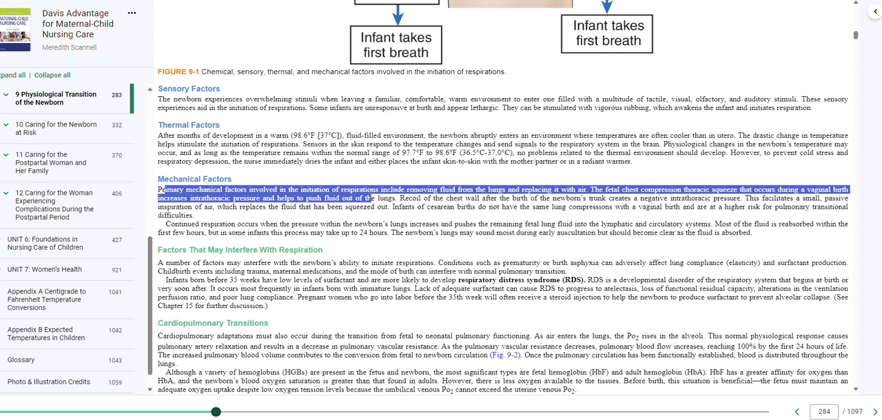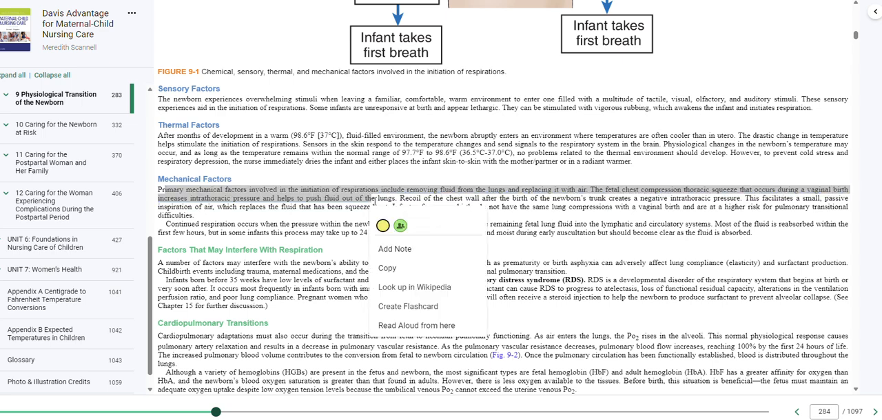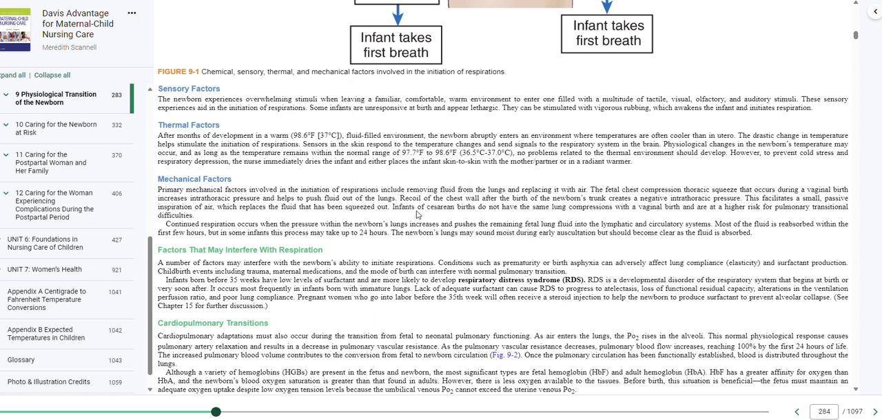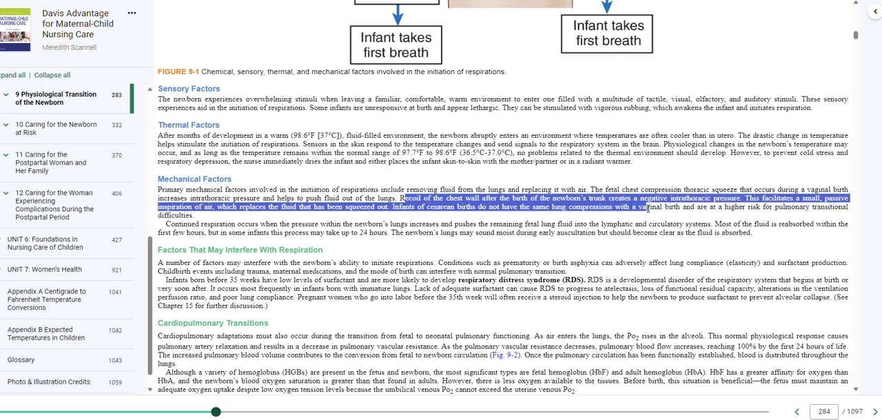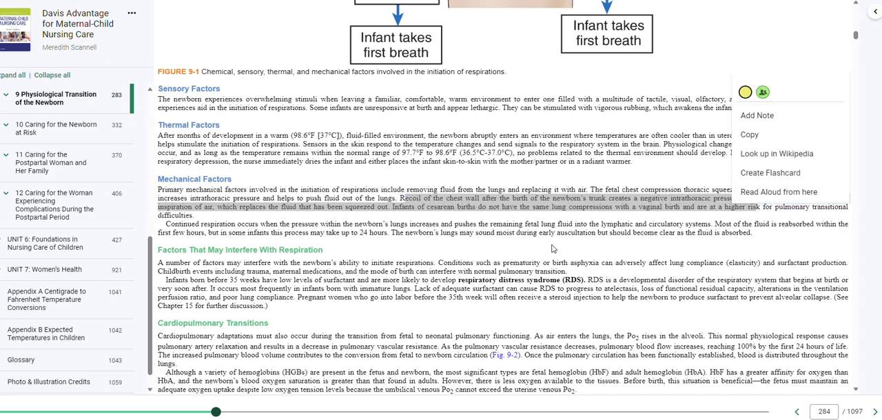Also increases the intrathoracic pressure. The recoil of the chest wall after birth creates a negative intrathoracic pressure. This facilitates a small passive inspiration of air, which replaces the fluid that has been squeezed out.